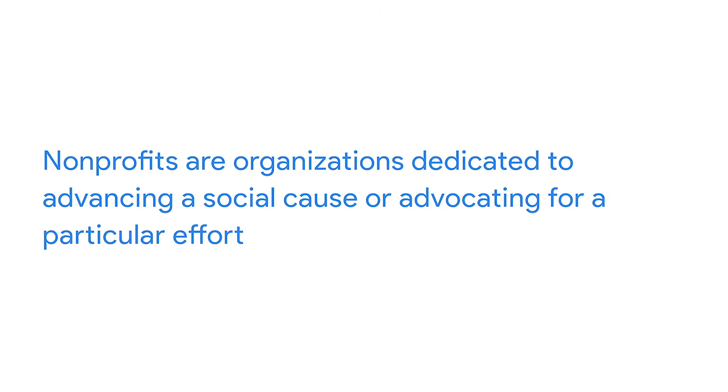Another interesting example comes from the nonprofit sector. Nonprofits are organizations dedicated to advancing a social cause or advocating for a particular effort, such as food security, education, or the arts. In this case, data analysts research how journalists can make a more meaningful impact for the nonprofits they would write about. Because journalists write for newspapers, magazines, and other news outlets, they can help nonprofits reach readers like you and me, who then take action to help nonprofits reach their goals.